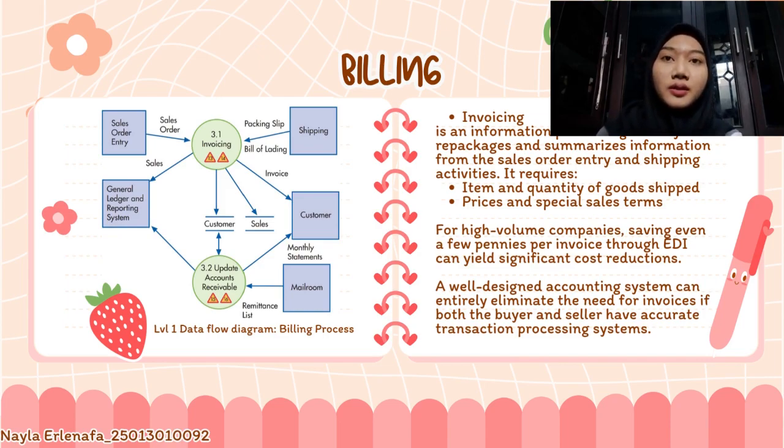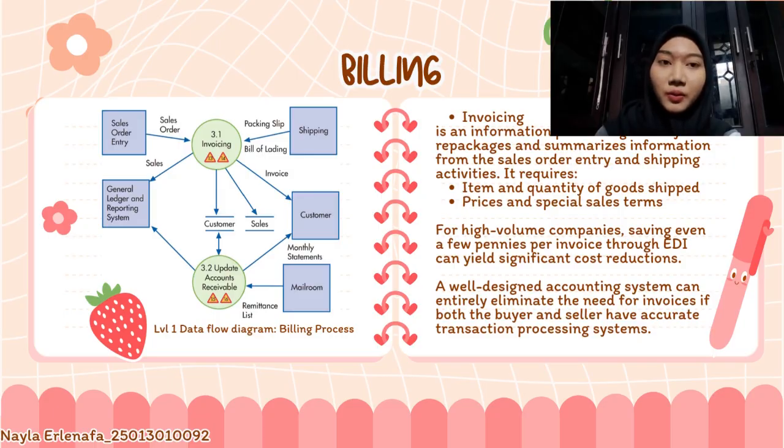The first one is sales order entry, which provides information regarding the orders placed by the customer. The second is shipping, which provides the packing slip and bill of lading as proof that the goods have actually been shipped. And then it gives some output like an invoice and sends it to the customer, and records the sales data into the general ledger like in activity 3.2, update accounts receivable.